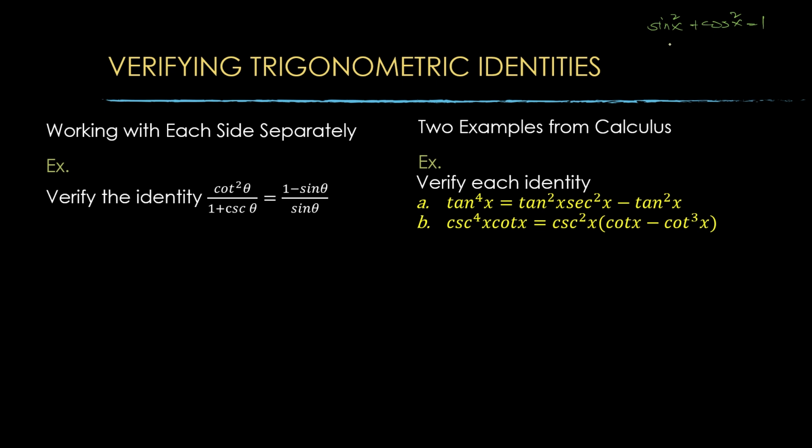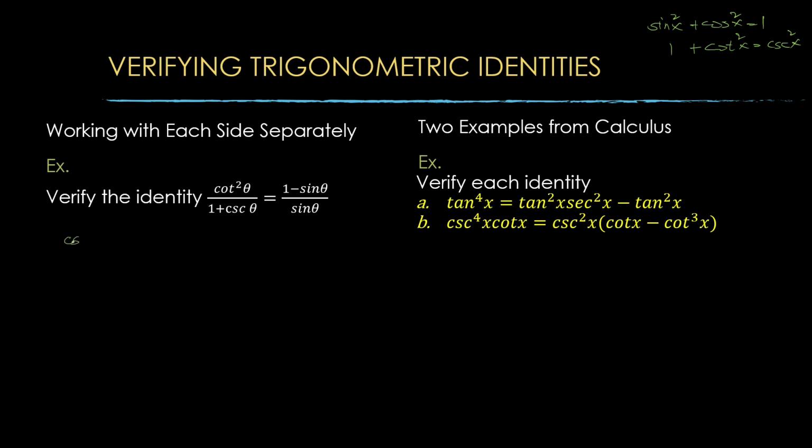this will become 1. This will become cotangent of x squared. And 1 over sine squared is cosecant of x squared. So cotangent of x squared, or cotangent of theta squared, is equal to cosecant of theta squared minus 1. So we try to write that down.